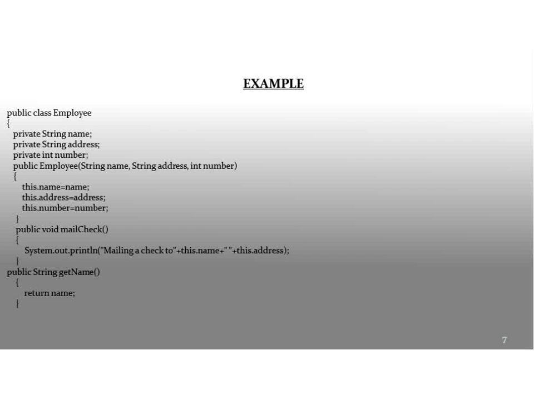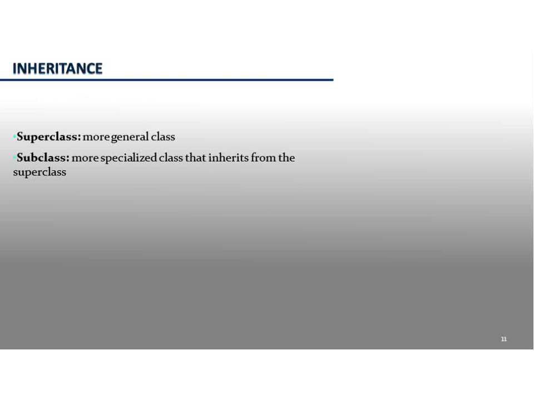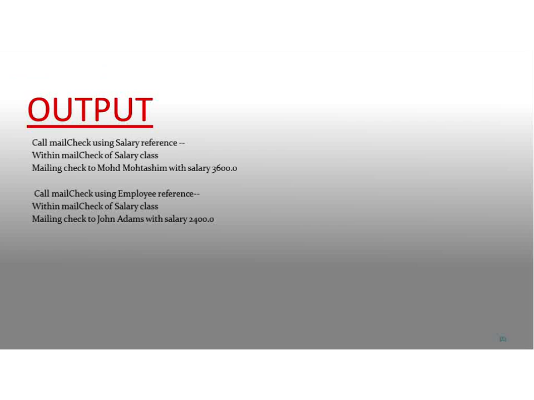And there is one program which is based on polymorphism over here. If you go through this program, you will find that we have created a class called virtual demo, and inside this class we have a salary. We have created an instance variable for salary and an instance variable for employee, and then we are calling a method which is defined inside the salary reference class, and another method which is defined inside the employee reference class. And finally, this is the output.